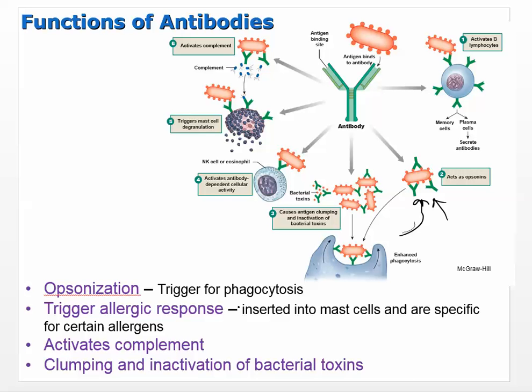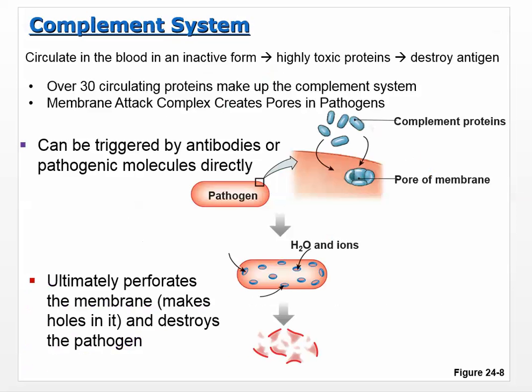Triggering of the allergic response, that's what I mentioned here. You can see that these IgE antibodies are stuck down in here, and then when some kind of pollen, whatever the allergen happens to be, comes by, it will cause degranulation and an immune response, or allergic response, I guess. It activates complement, which we're going to talk about next. It's one way to activate complement. And then clumping and inactivation of bacterial toxins. So yes, it can even recognize bacterial toxins and bind to those.